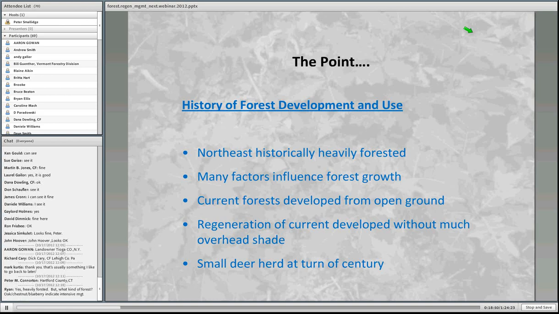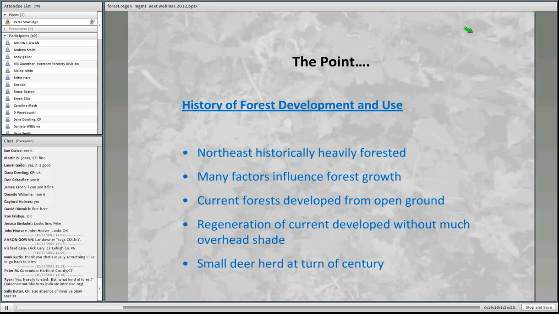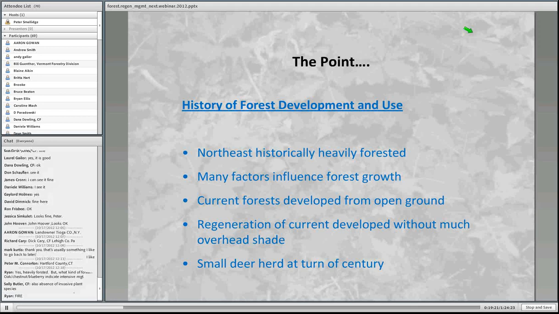Ryan says, heavily forested, but what kind of forest, oak, chestnut, blueberry, indicate intensive management? So the chestnut obviously had its own suite of problems, or its own particular problem that initiated in the early 1900s. Oak and blueberry may not indicate intensive management, but may just be a site condition. So you can certainly accomplish that through intensive management. And fire. Fire is often not a common feature, certainly not in our current landscape. I'm not aware of the extent of fire as a broad scale pattern in our historic forests.